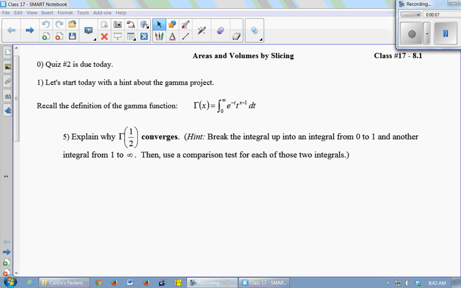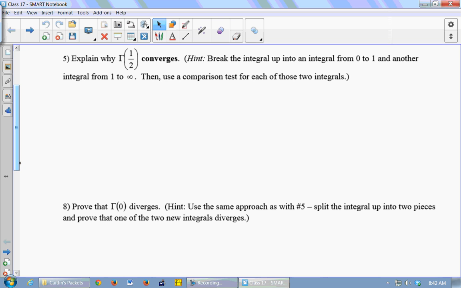We're going to start today's class with a little hint about the Gamma project. Two of the questions in the Gamma project have to do with the stuff we talked about last class, proving that an integral converges or diverges. So I thought that I would help you with them a little bit. Particularly number 8, it's difficult, but we'll do number 5 first.